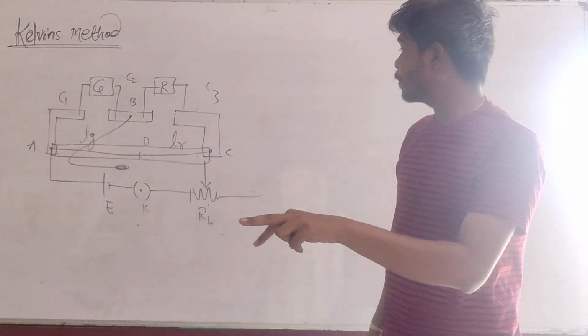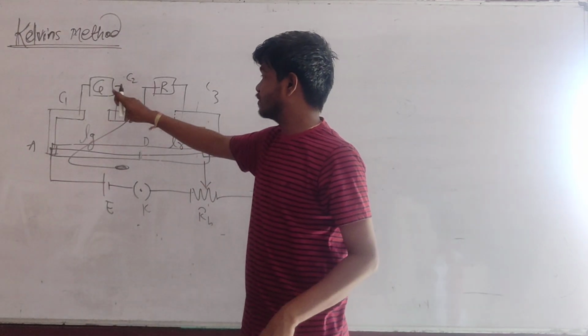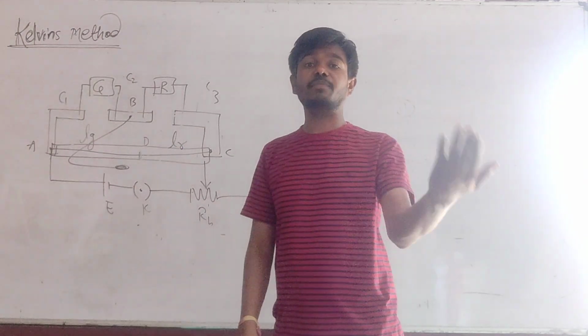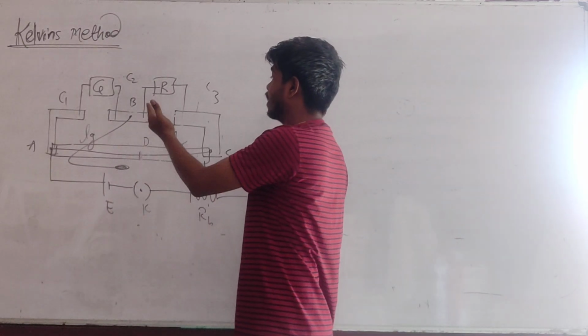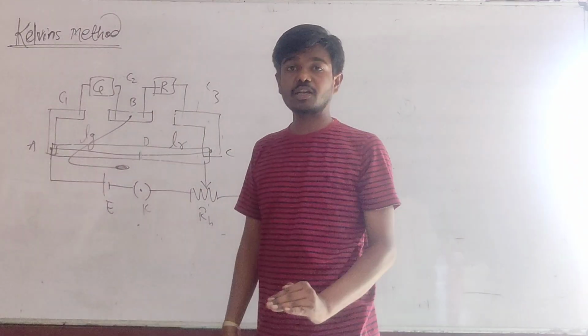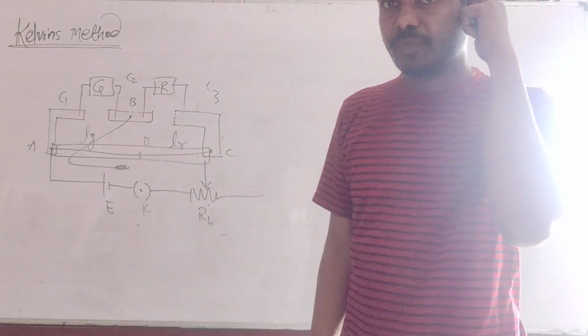Second point once again: touch the jockey on a different point. We get the point D, where the galvanometer shows the same type of deflection as before. Fix that point D. B and D are the equipotential points, which means our network is in balancing condition. So this is the second point.